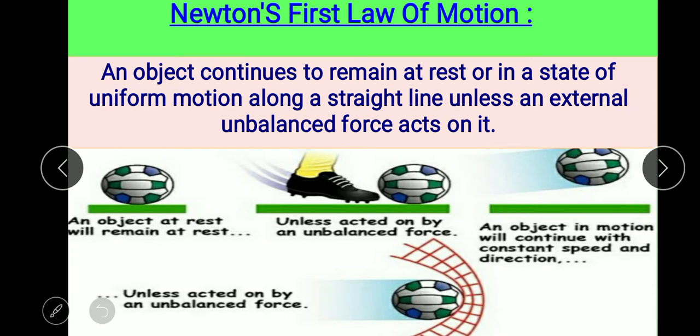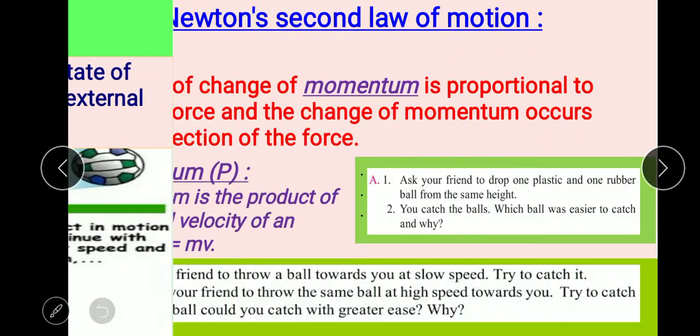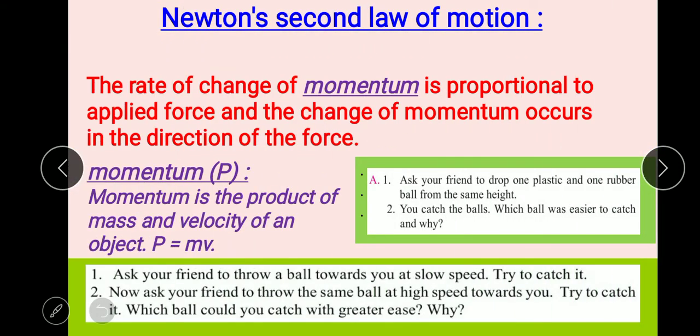So this is exactly the law of Newton. According to Newton's law, if the ball is moving, it will keep on moving, it will not stop unless and until a friction force, that is here an external force, is acting on that object, students. So this is your first law of motion, students. Let us continue with the second law of motion. The rate of change of momentum is proportional to applied force, and the change of momentum occurs in the direction of force.